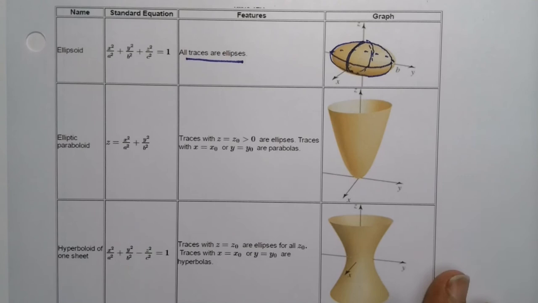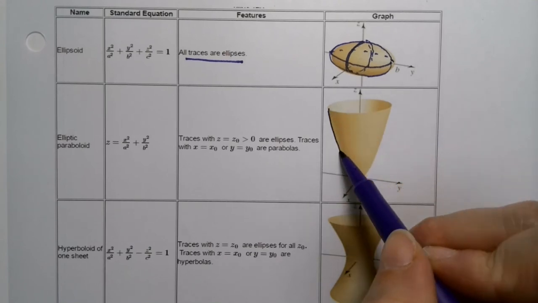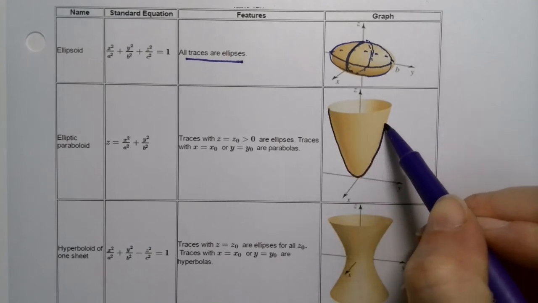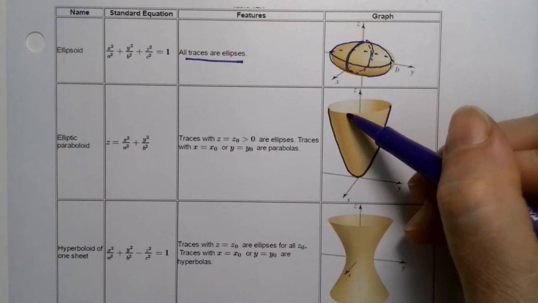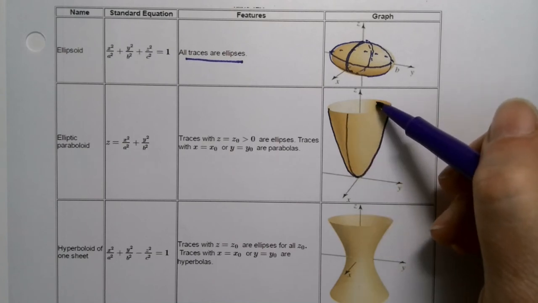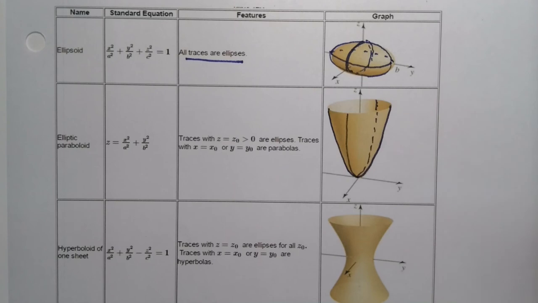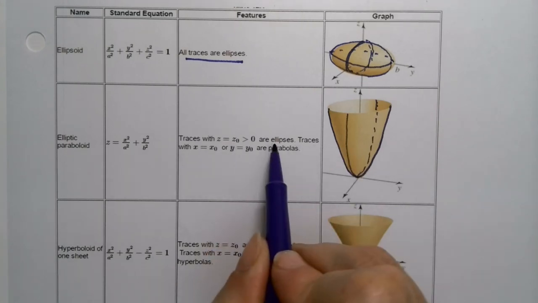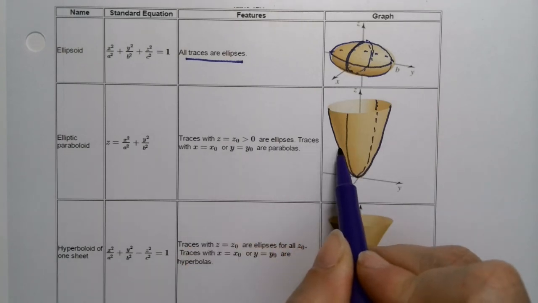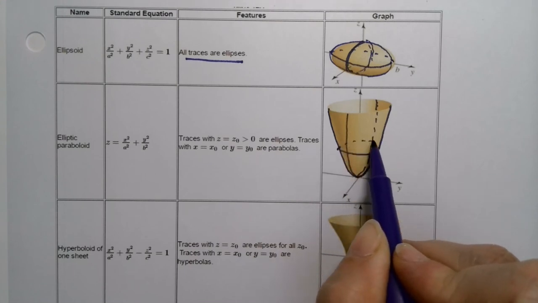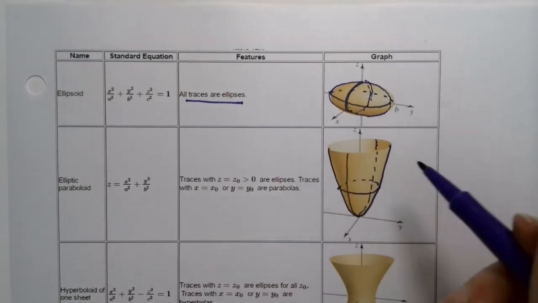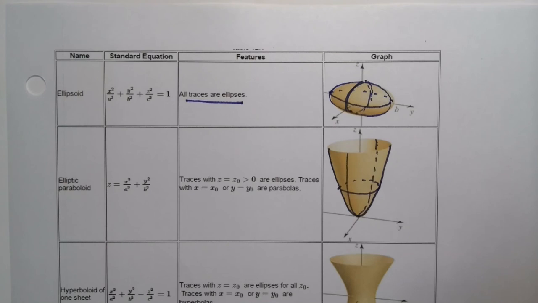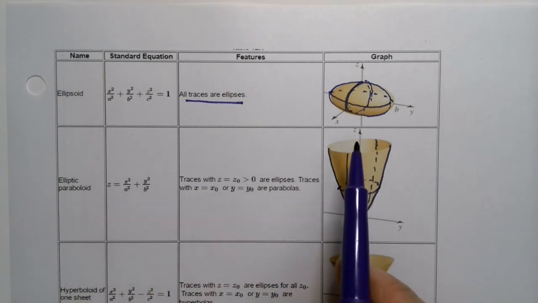Now, an elliptic paraboloid has parabolas, hence the name paraboloid, on two of them, right? So you have one here and you have one here. Those are parabolas. And then if you intersect it across a z value, it goes like this. And actually, this bears commenting. This whole table assumes that everything is open with respect to the z-axis. That does not have to be the case. Do you see how it's z equals x squared over a squared plus y squared over b squared?